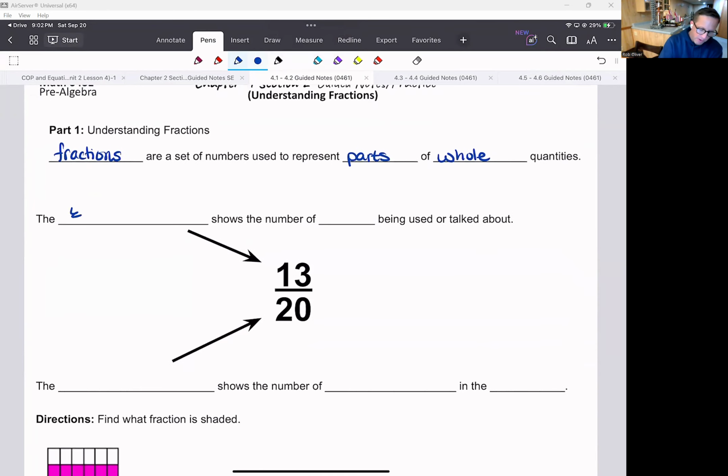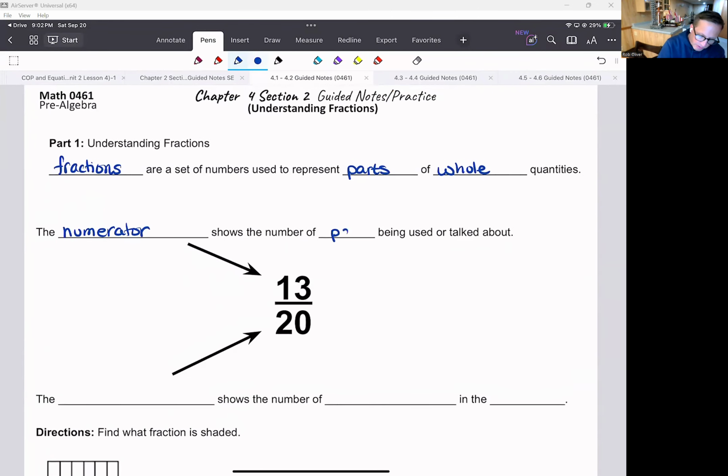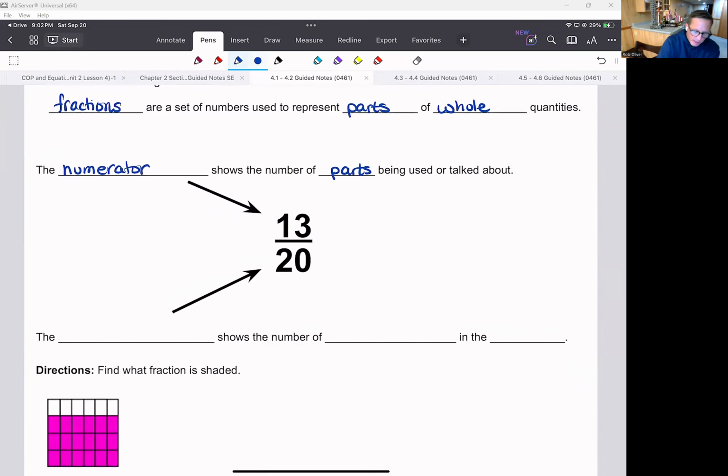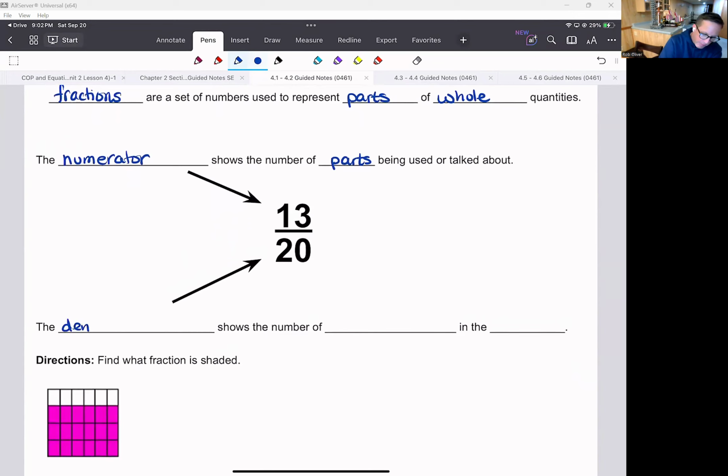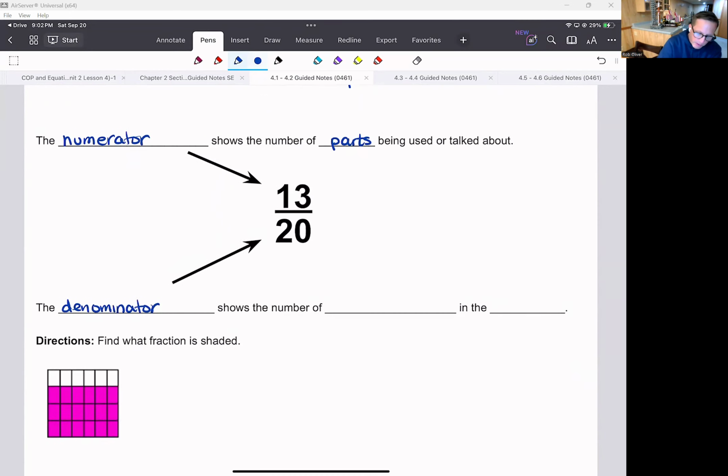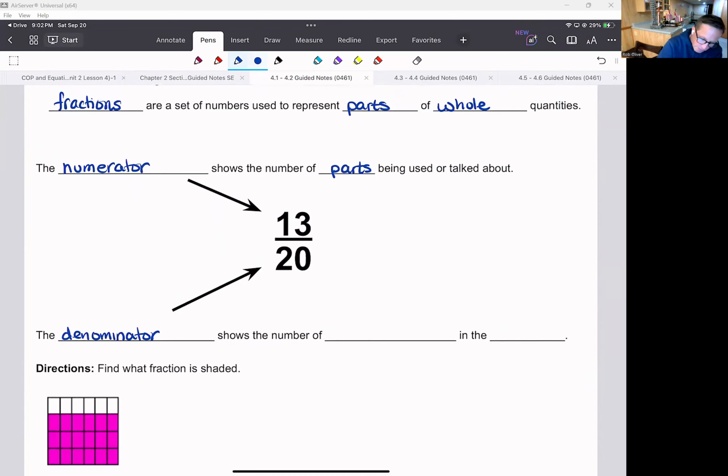The top part of a fraction is called the numerator. The numerator shows the number of parts that are being used or being talked about or referred to. Okay, so we got right here 13/20ths, right? 13 parts. All right, the denominator, the bottom number, shows the number of total parts in the whole.